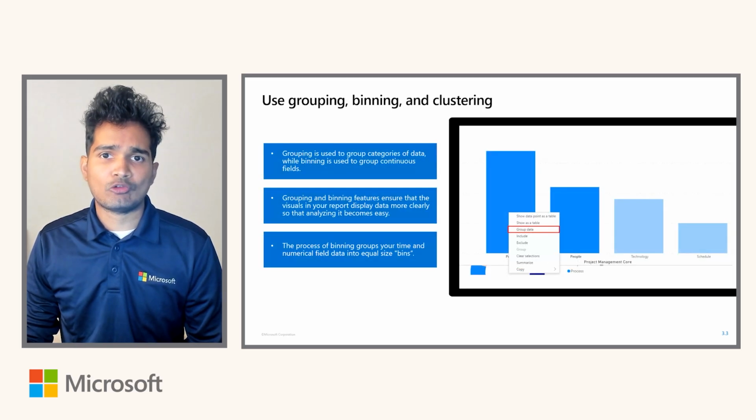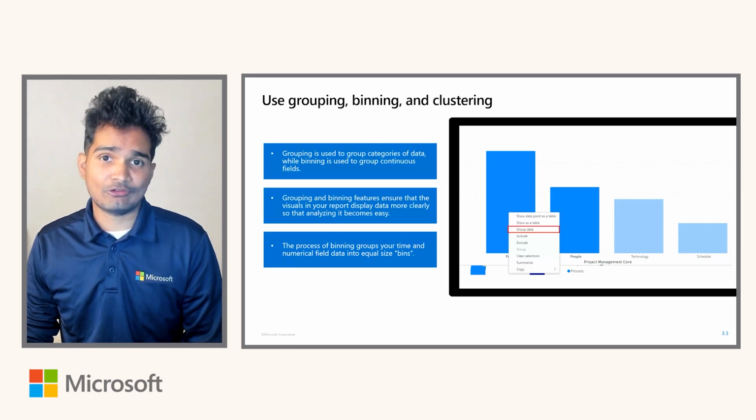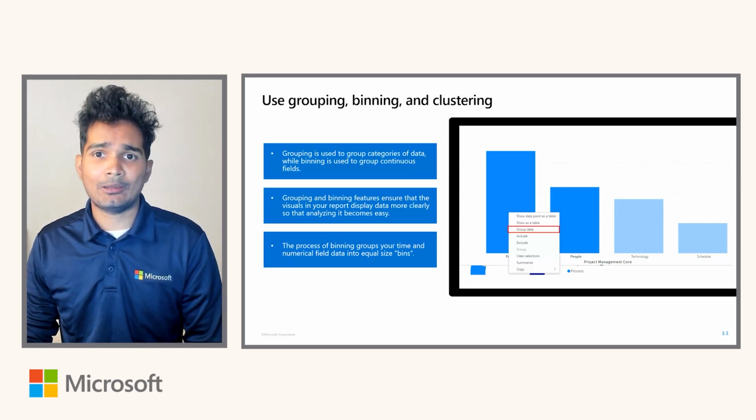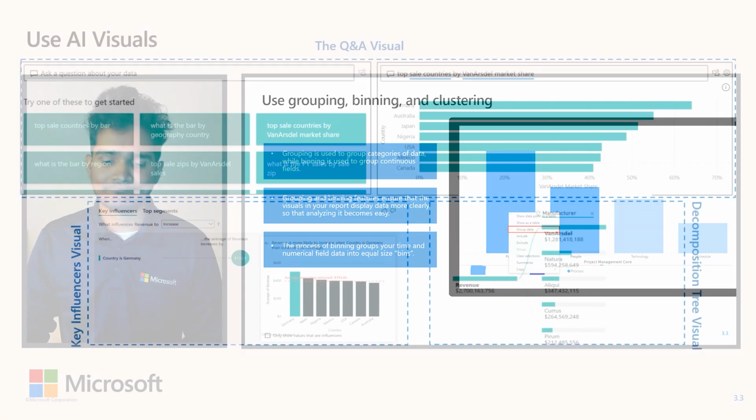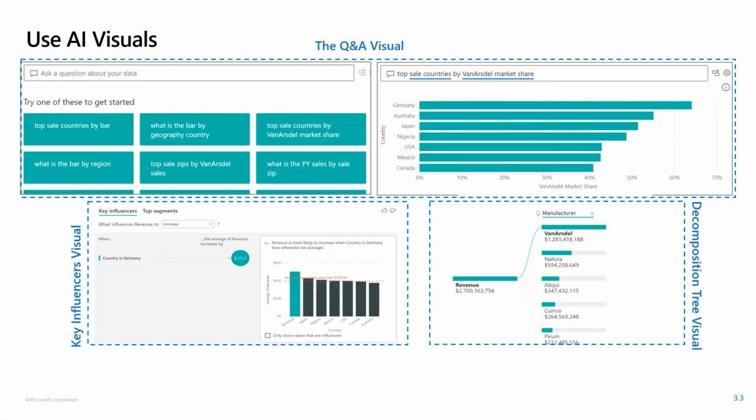Know how to create a group and edit an existing group. Know also how to apply bin size and identify clusters, patterns of behavior, data averages, and so on. Know how the Q&A visual works. The Q&A visual enables users to ask questions about the data to gain deeper insights and clarity. The result created after clicking on Top Sales by Van Arsdale Market Share can be seen here.